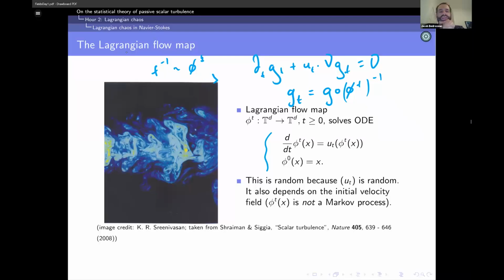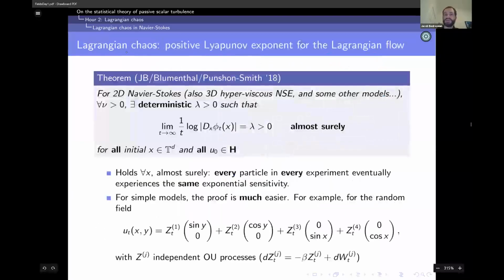We need to prove that it sends low frequencies to high frequencies exponentially fast. That property, as we'll see, is much stronger than just saying it's chaotic. So we first have to prove that this flow map is chaotic. Let me first state the theorem of what that means. This was proved in our first paper. Let me explain carefully what that means, and then I'll start explaining how you actually prove it.